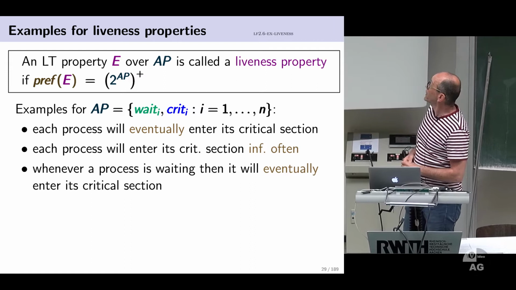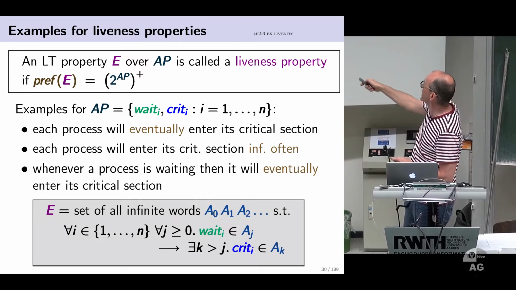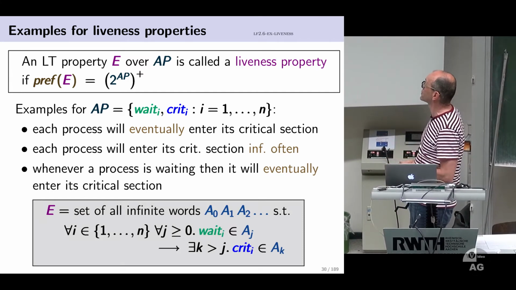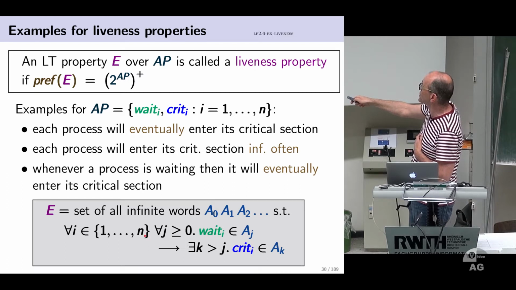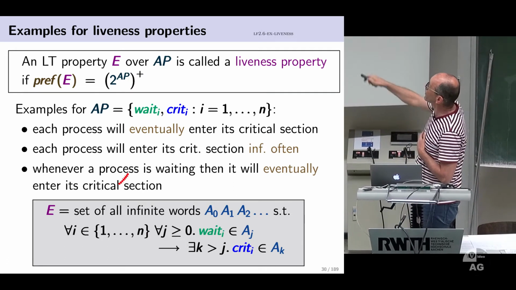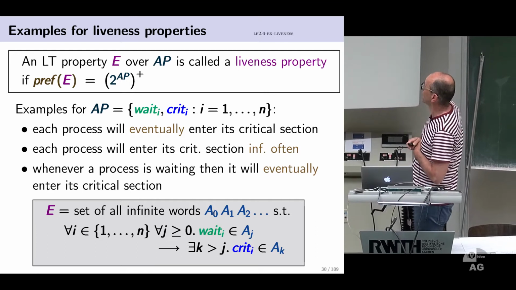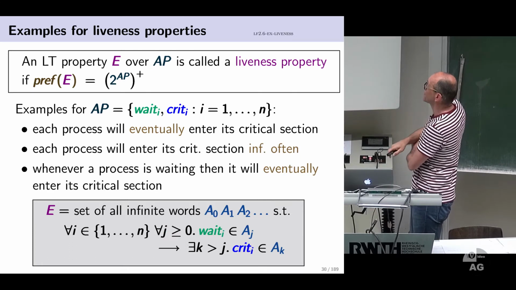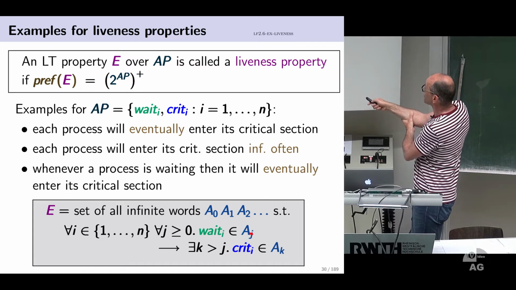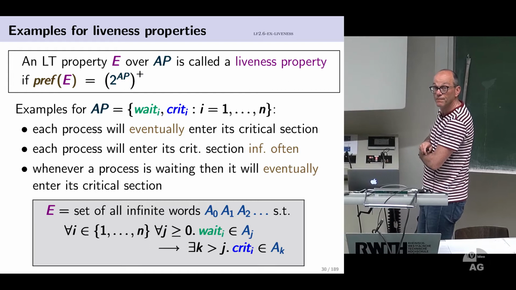Whenever a process is waiting, then it will eventually enter the critical section. So one way to write this down, similar pattern as before, is the set of all infinite words of this shape, such that a certain condition is fulfilled. Same as before, the outermost universal quantification is the quantification over all processes. Now, what we have to say is whenever a process starts waiting, then at some point later, or eventually, it will enter the critical section. So for all positions j along such a trace, if at position j process i starts waiting, then at some position later than j, process i is in the critical section.